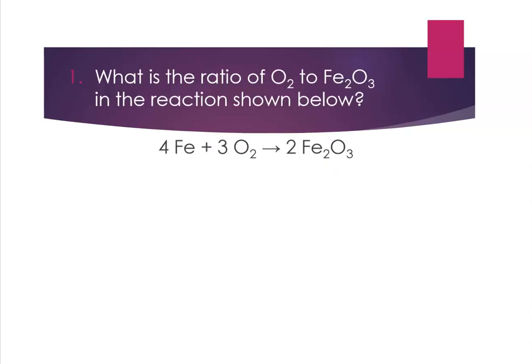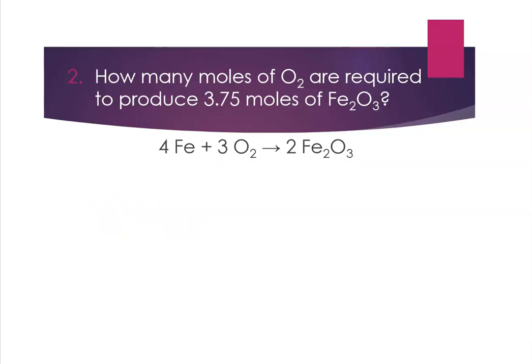So this says, what is the ratio of O2 to Fe2O3 in the reaction shown below? So here I'm given O2 to Fe2O3. So there's 3 moles of O2 and there's 2 moles of Fe2O3. All right, and since we're only looking for the mole ratio, that's all that I have to do. All right, so how do we apply this? Let's do a couple of those.